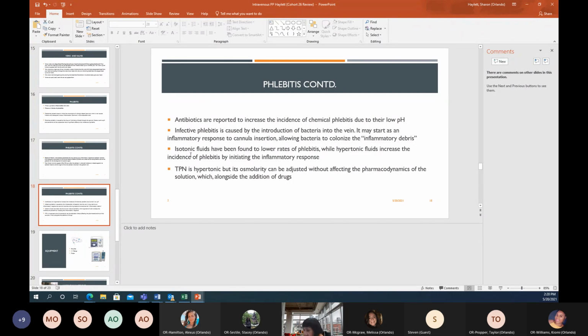Okay, and then we're talking about isotonic fluids here. Isotonic fluids have been found to lower rates of phlebitis, but hypertonic fluids increase the incidence of phlebitis by initiating the inflammatory response, and that's also important.